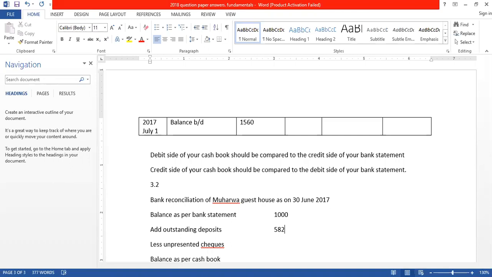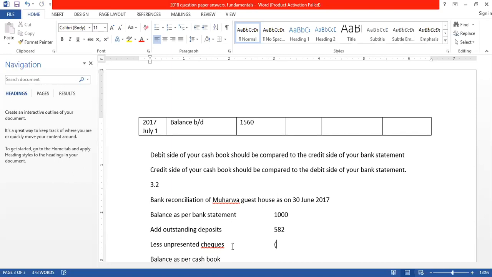Okay. And then from there, we list our unpresented checks. So we said unpresented checks are amounts that are appearing on your credit side of your cash book, but not on the debit side of your bank statement. So in this case, we have 22 from D-Risco, meaning that the 22 is a check that is not yet presented.